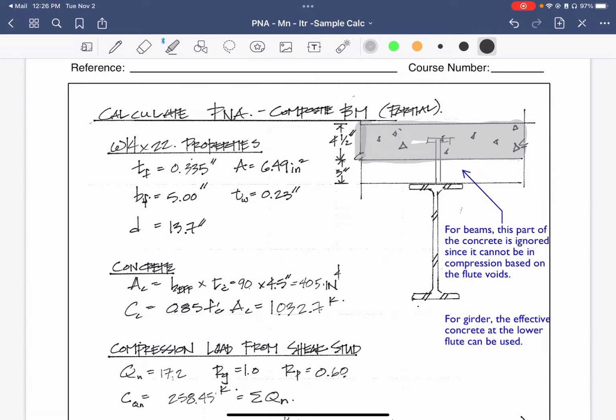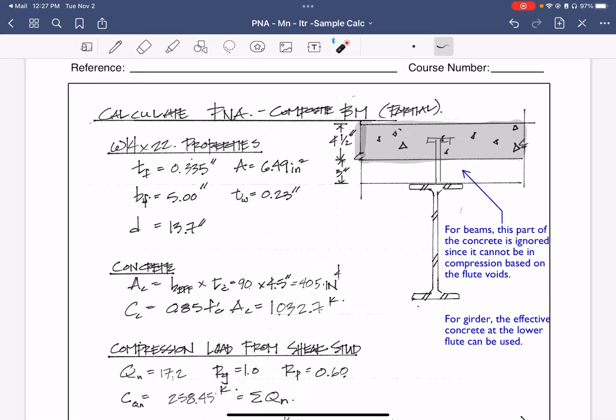I've noted right here that for beams, this part of the concrete is ignored since it cannot be compressed based on the flute voids. For girders, the affected concrete at the lower flute can be used. So essentially the difference between a beam and a girder is whether you utilize this portion or not.